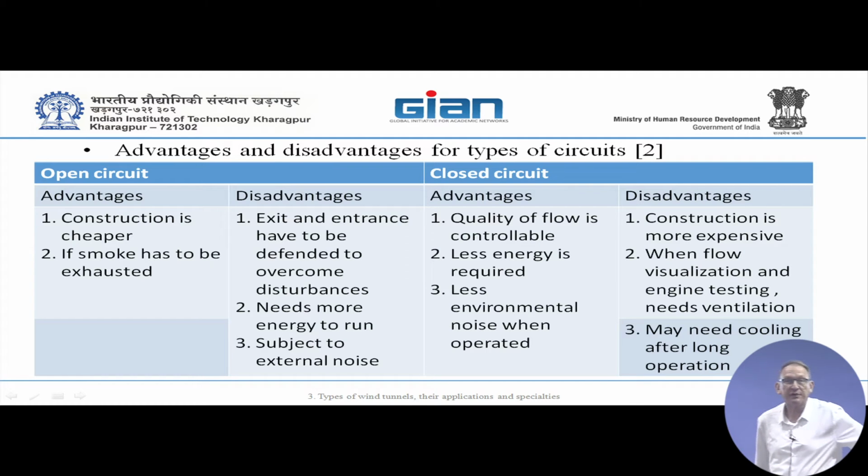The advantages of a closed circuit are whatever is disadvantage there. Quality of flow is controllable. More controllable. You are not affected by what happens outside. It's within, and whatever you do, that's what you get. We said less energy required, and that's all. Disadvantage, construction is, as we said, more expensive.